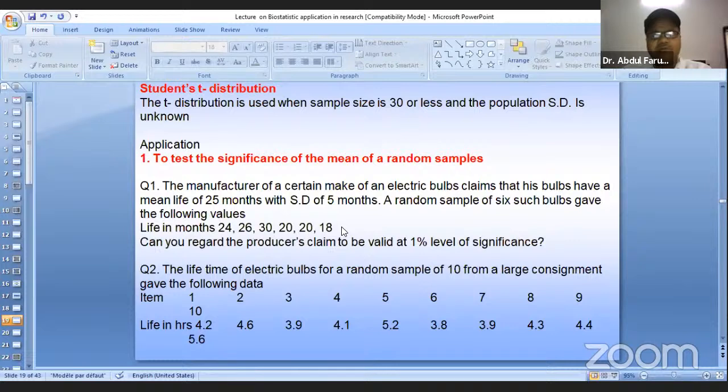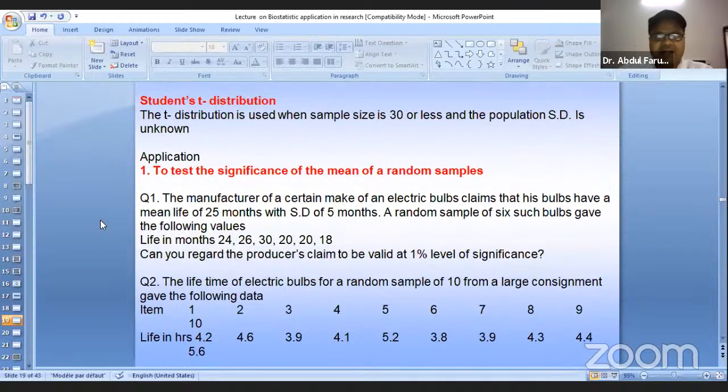अगर आपको ये देखना है कि एक मीन आपको स्टैंडर्ड दिया हुआ है और आपने रैंडम सैंपलिंग कर ली, लेकिन उसकी कंडीशन ये है कि साइज 30 से कम होना चाहिए, तो आप ये देख के बता सकते हैं कि इसमें टी टेस्ट लगेगा. जैसे देख लीजिए, द मैन्युफैक्चरर ऑफ अ सर्टेन मेक ऑफ इलेक्ट्रिक बल्ब क्लेम्स दैट हिज बल्ब्स हैव द मीन लाइफ ऑफ 25 मंथ्स विद अ स्टैंडर्ड डेविएशन ऑफ 5 मंथ्स.